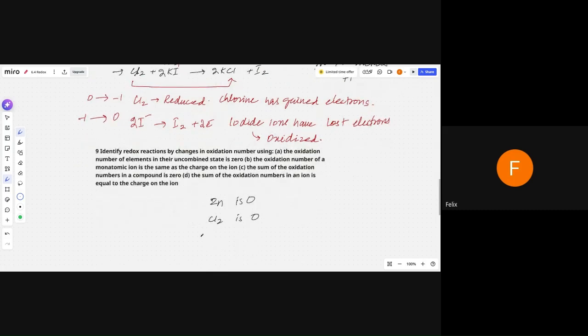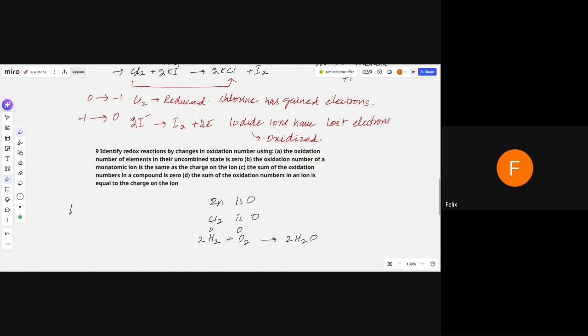And another example is H2. So if hydrogen appears like this in a chemical reaction, for example, H2 plus O2 changes into H2O, here the oxidation state of hydrogen, and the oxygen too, is 0 because they are in their free, uncombined states, right?